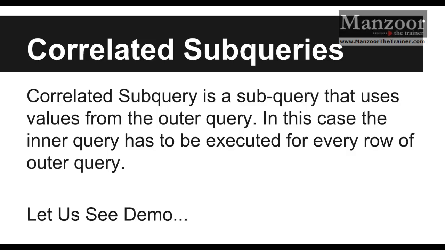So it is a little kind of reverse process. Earlier, the outer query was taking values from the inner query. So the inner query gets executed and all the values will be passed to the outer query, then the outer query gets executed. But here the process is a little bit different. What happens here? For every row of the outer query, the inner query gets executed. Now what do you mean by that? Let us see with a demo.